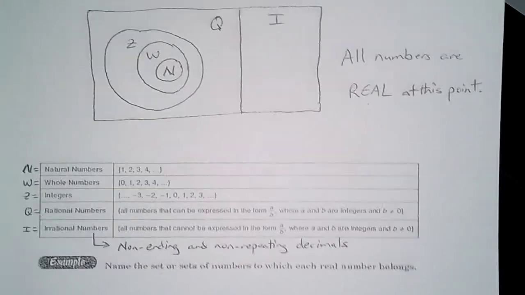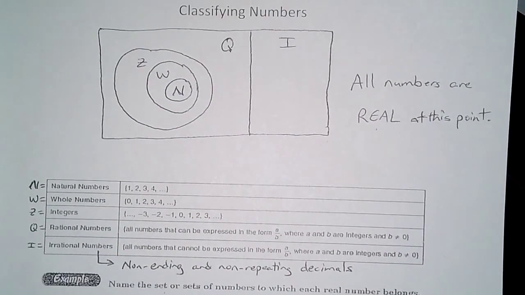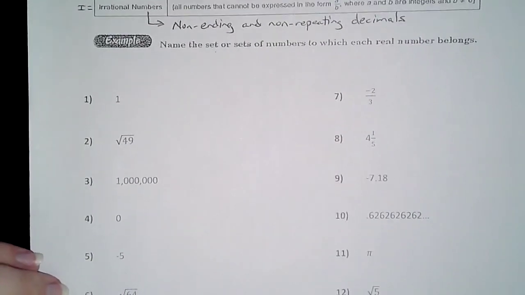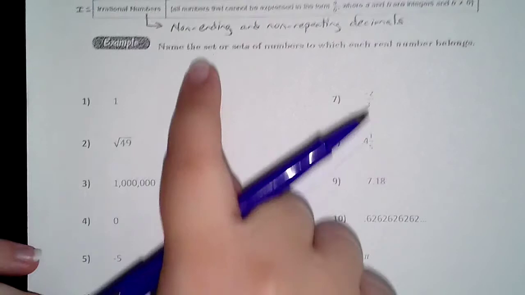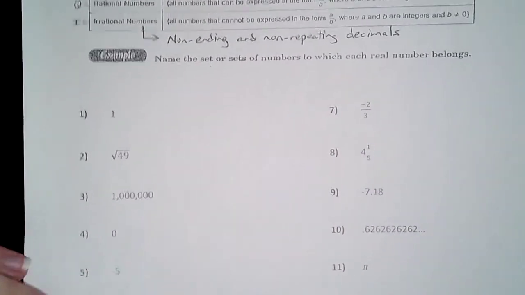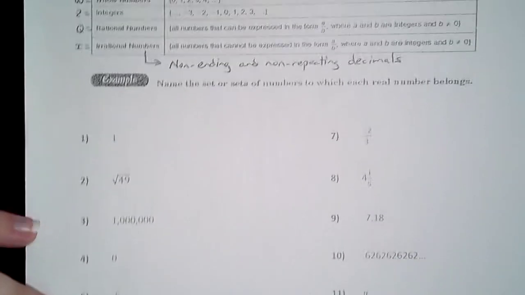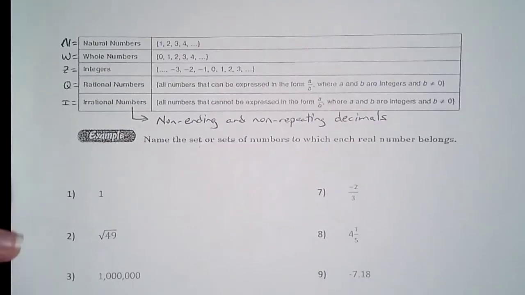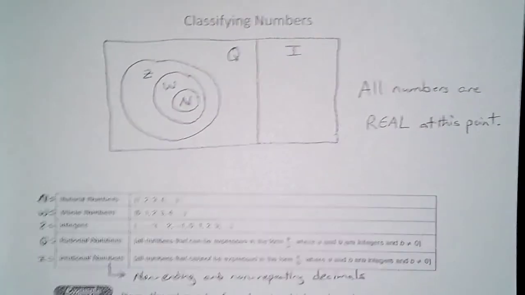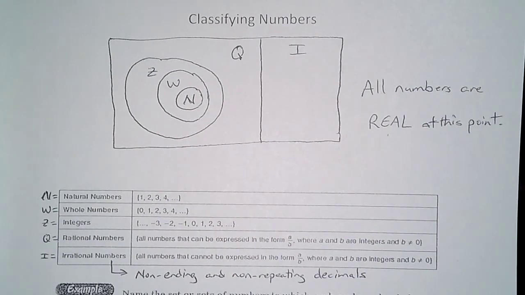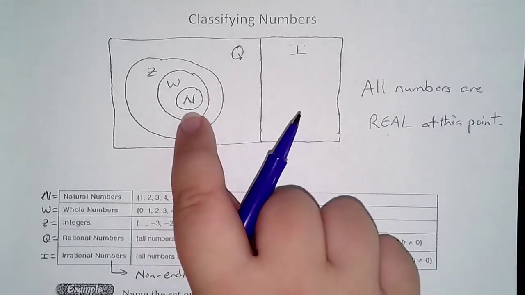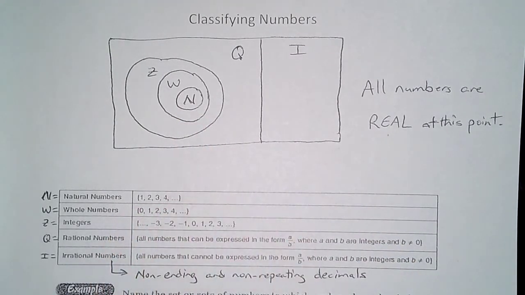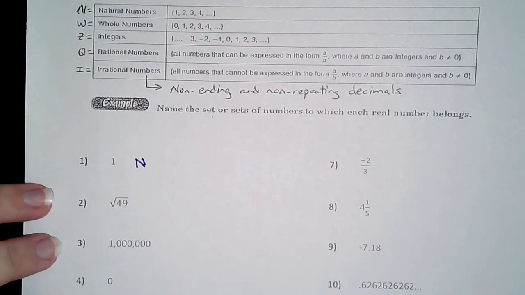So, now that we have kind of a general idea and some better terminology to talk about these numbers, I want to go into a few examples. So if I give you the number 1 and say name the set or sets of numbers to which each real number belongs, which sets would the number 1 belong to? And yes, I did say multiple because they can often be, as you can see here, in multiple categories. For example, 1 is a natural number. It is one of the examples we see up here. So I would put an n, a natural number.